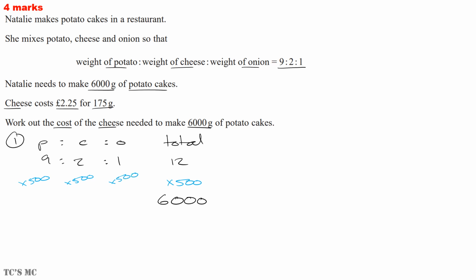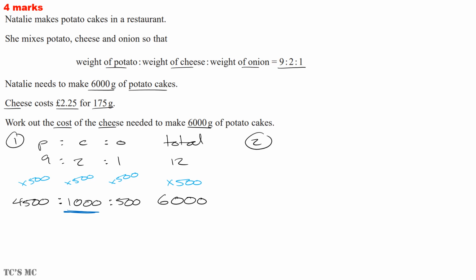We now have 1 mark. We need 4,500 grams of potato, 1,000 grams of cheese, and 500 grams of onions. We are only going to focus on the cheese.